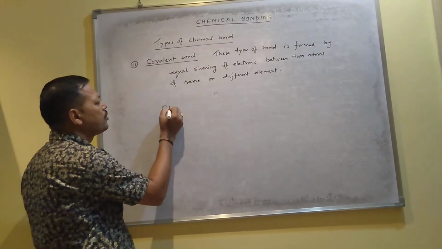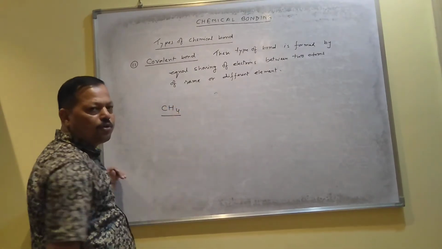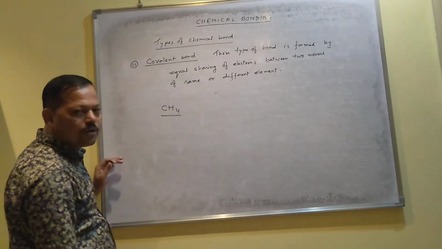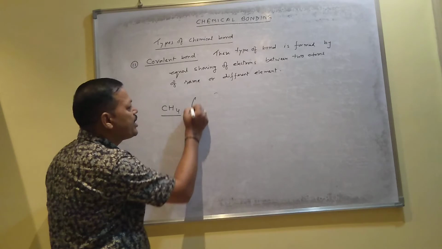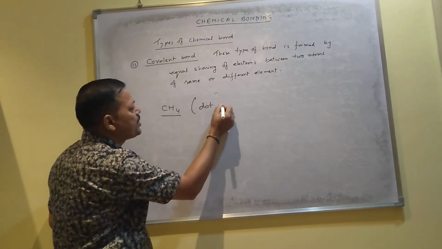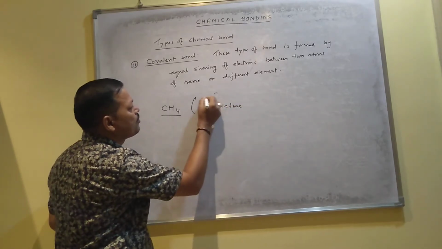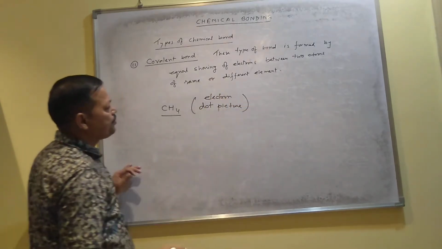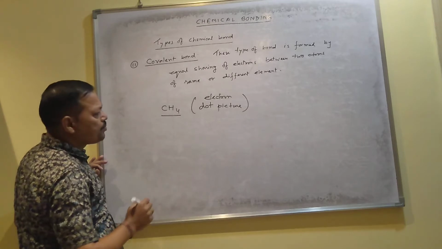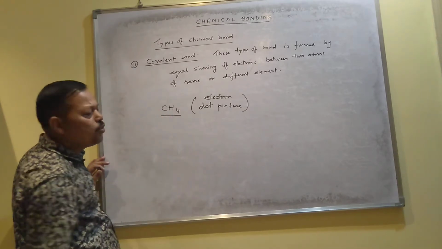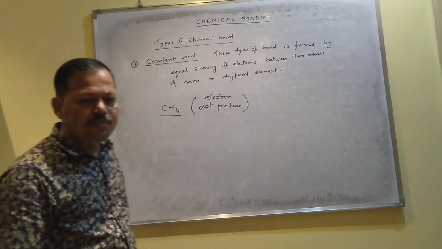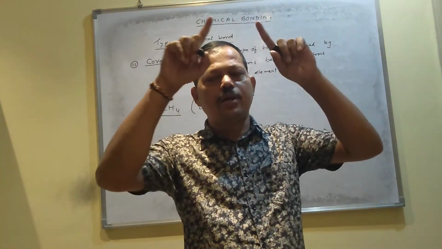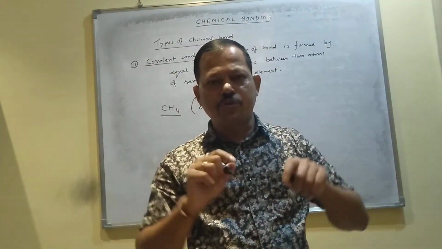Now, this is one molecule which is called methane. It also contains covalent bonds. If you want to draw the dot picture, these are actually called electron dot pictures. When you draw the dot picture of this molecule, which atom do you write at the center and which atom in the surrounding position?